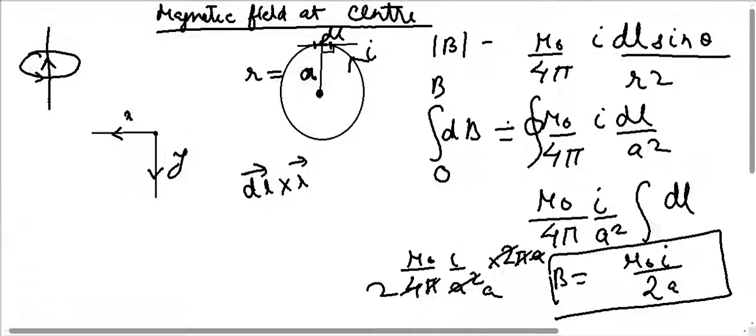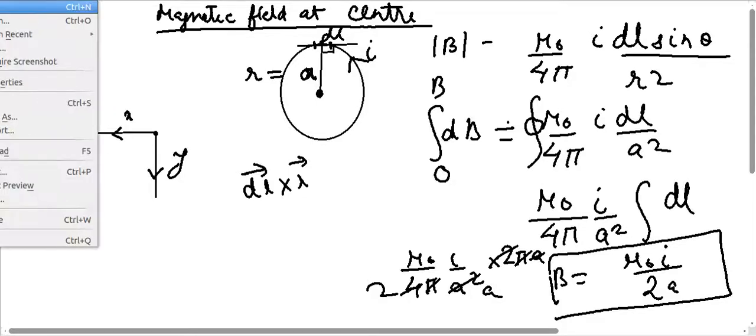So with this we have discussed one simple case of the magnetic field due to a current carrying loop at its center. Let us now discuss a more general case, the more general case of a circular current carrying wire.